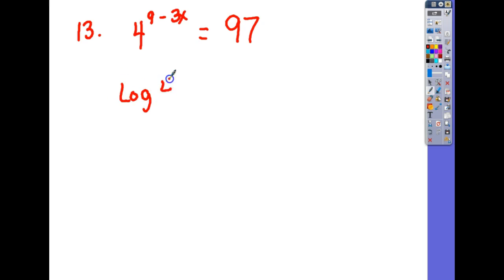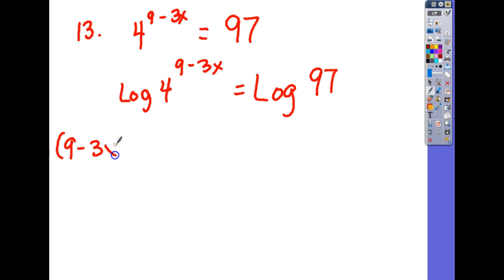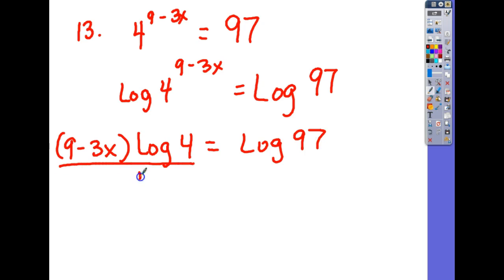I am going to take the log of both sides. Again, to be mathematically correct, the log word comes in front of the number. The power rule says all of this power, the 9 minus 3x, comes out in front. (9 minus 3x) times log of 4 equals log of 97. I'm solving for x. The first thing I'm going to do is divide both sides by the log of 4.